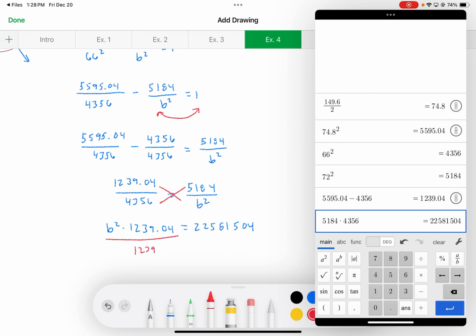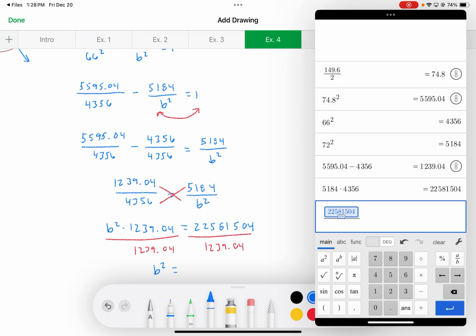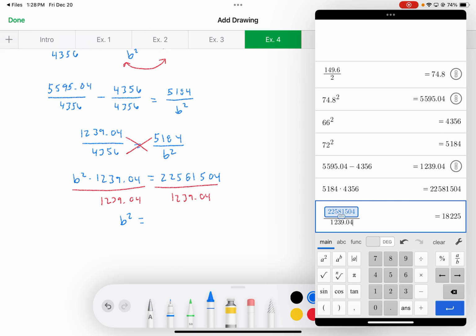Divide this out on both sides. Oh, and look at that. Divides quite nicely, actually. 18,225.